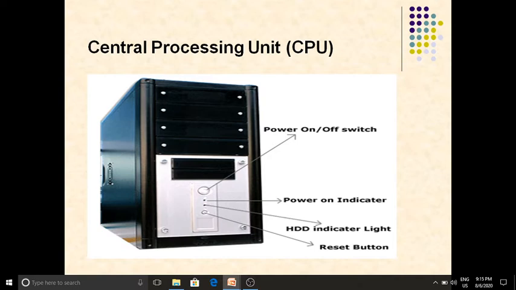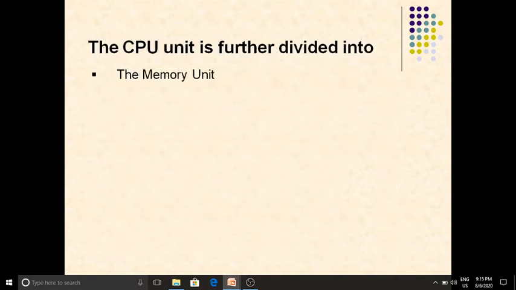So when the system is in running mode, another light will be blinking, that is the hard disk drive indicator light. Okay, then you have a reset button. So power on off switch, power on indicator, hard disk drive indicator light, then reset button. Okay students, so this is about the central processing unit front side. These are the parts you can see on the front side.